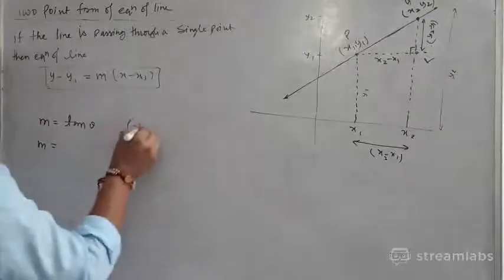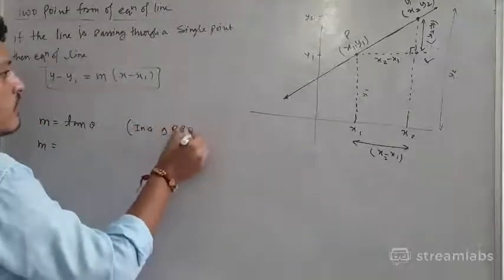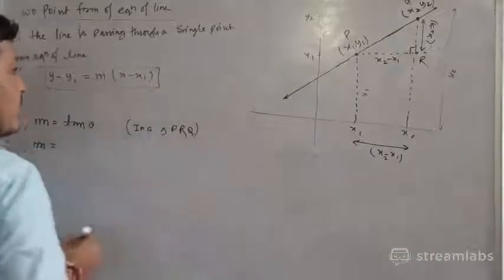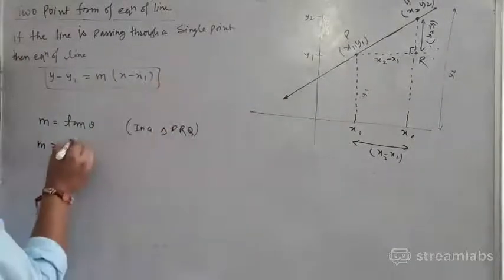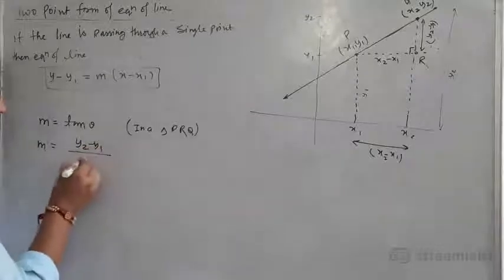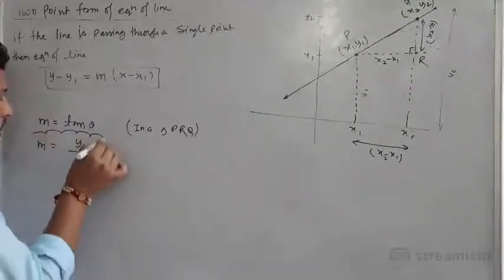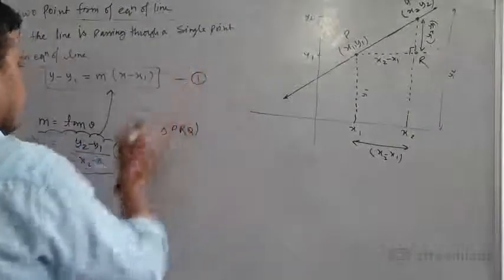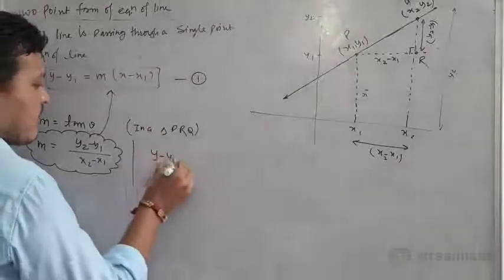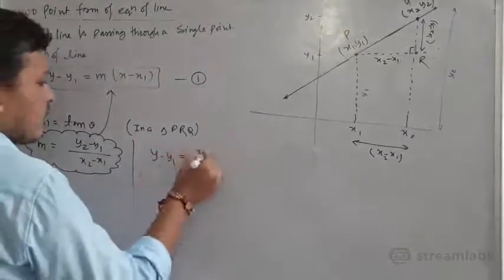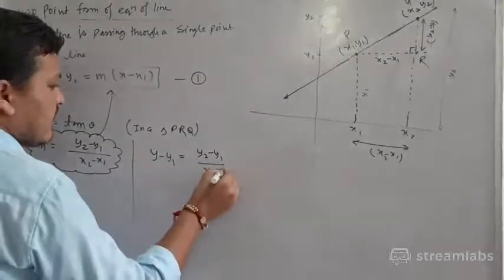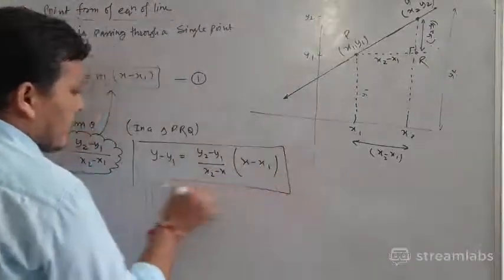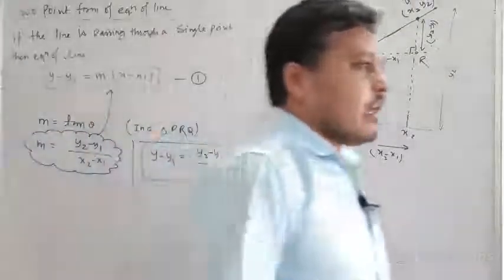Now in triangle PRQ, let this point be R. Perpendicular upon base: the perpendicular is y2 minus y1, and the base is x2 minus x1. Substituting the value of m in equation number one and solving, y minus y1 is equal to m, where m is y2 minus y1 upon x2 minus x1, times x minus x1. This form is the equation of the line when two points are given.